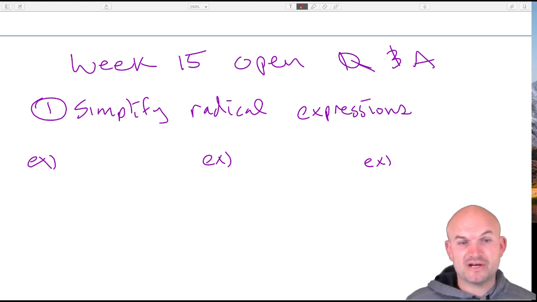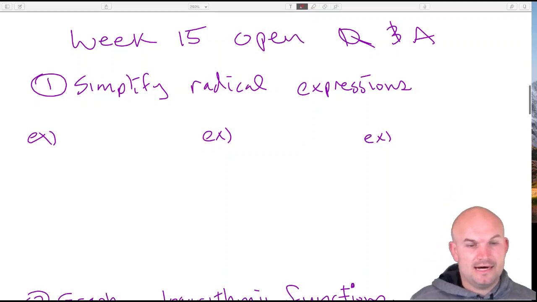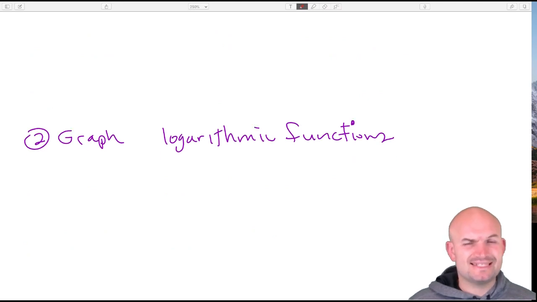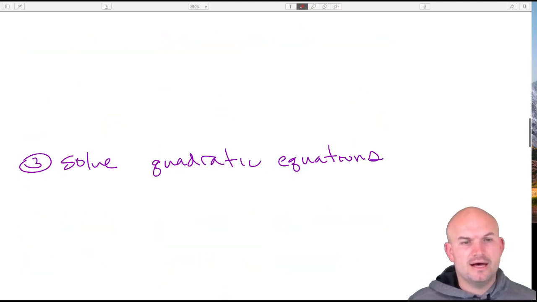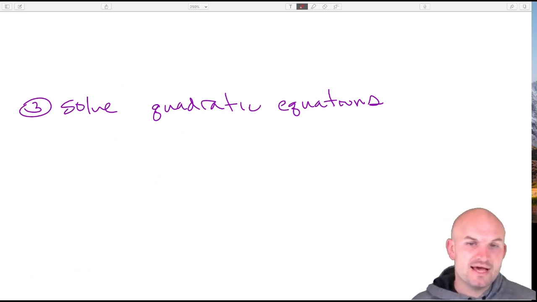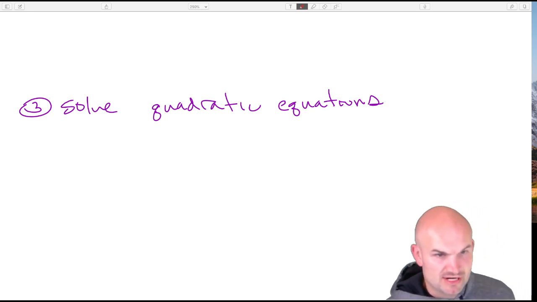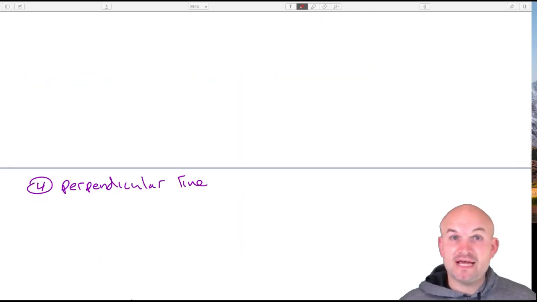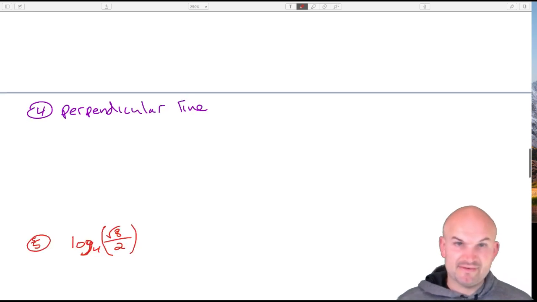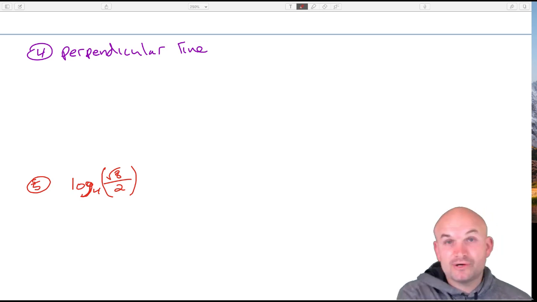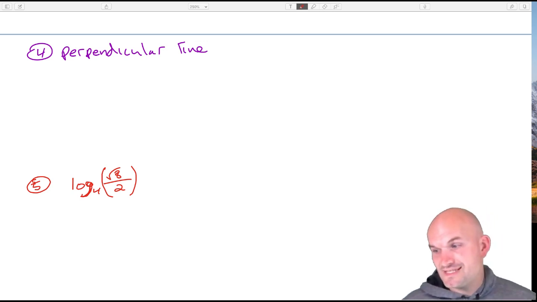We have simplify radical expressions. I'm going to make up some problems here. Hopefully that will be helpful. I will cover just the general idea of graphing logarithmic functions. We'll talk about solving quadratic equations, and I'm really going to focus on factoring and using the quadratic formula. And then we're going to talk about how to write the equation of a perpendicular line, given another equation. And then we'll simplify logarithms. So that is what we're going to cover, at least so far. We'll see how the live stream goes.